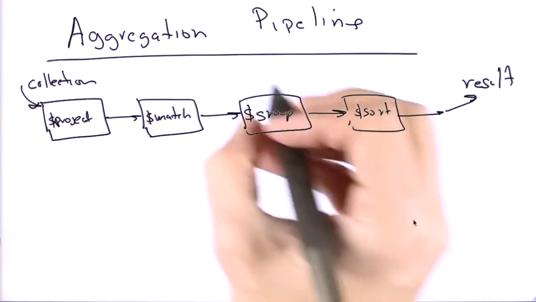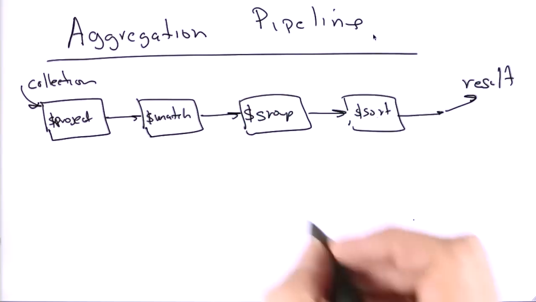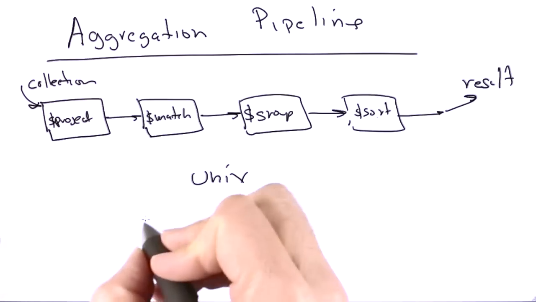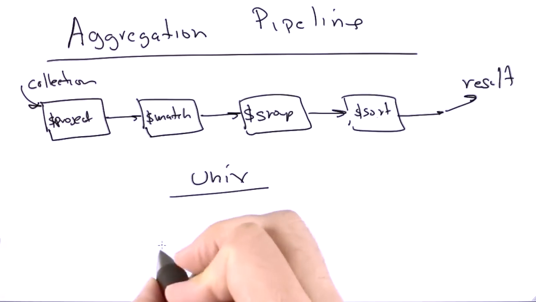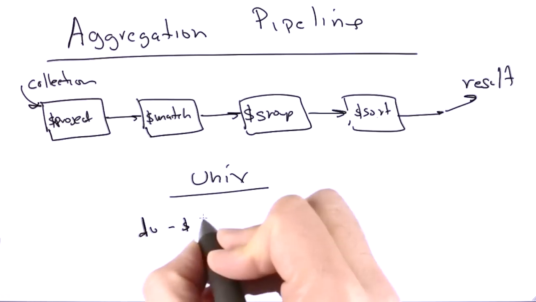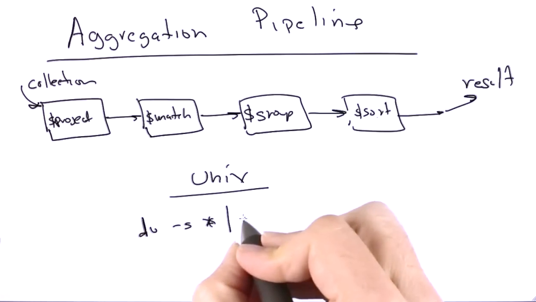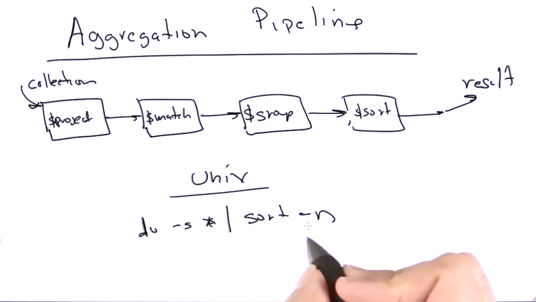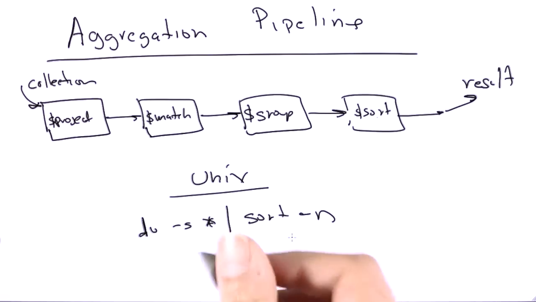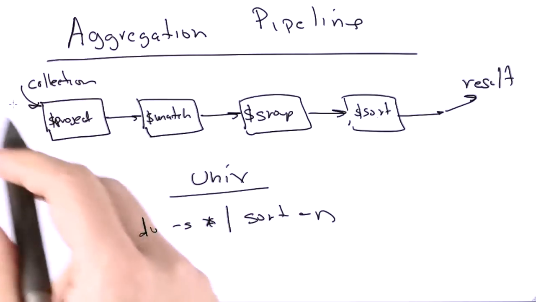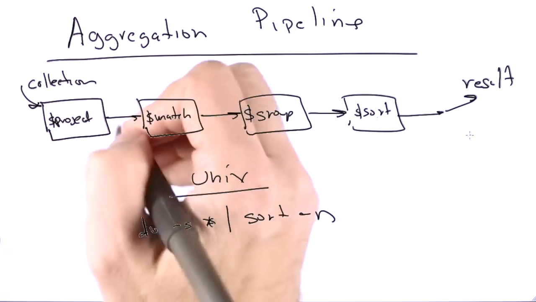Aggregation uses a pipeline in MongoDB. And if you're familiar with the Unix world, you probably know what pipes look like. For instance, if I wanted to look in a directory and find the size of every subdirectory in it, du -s * piped to sort -n would numerically sort the size of the subdirectories and print them on my screen. So that's the Unix world of pipes.